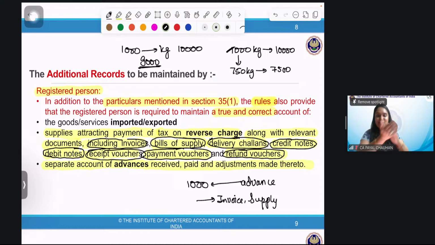Okay, we'll come to our point. So I'm a registered person. Some of the additional books of account prescribed by the rules are: if goods are exported or imported, I have to maintain the details. I have to maintain details of tax paid under reverse charge along with other documents like invoice, credit and debit note, refund voucher, payment voucher, bill of supply, etc. Then a separate account for advances if received, and then adjustment or refund whatsoever.